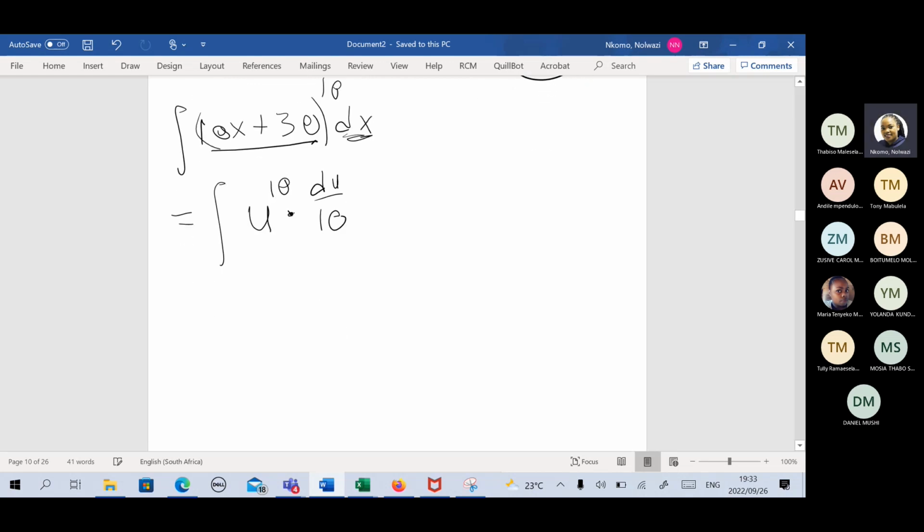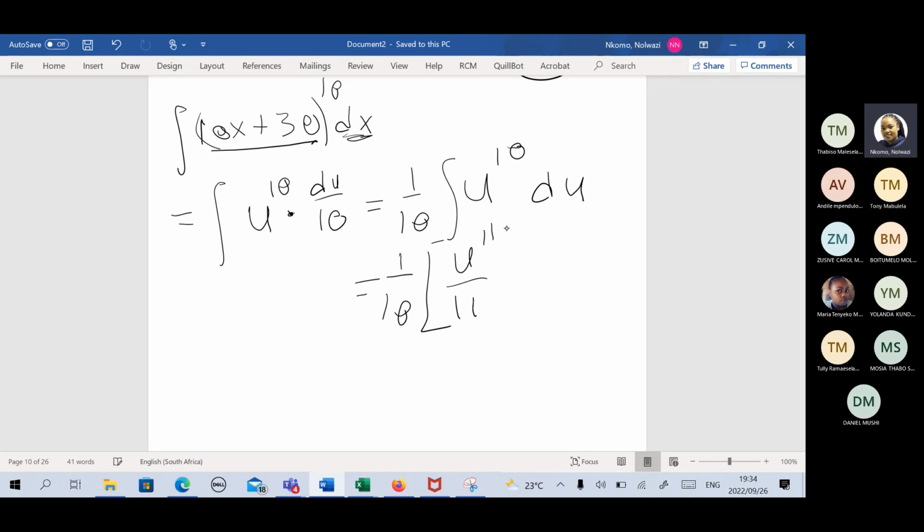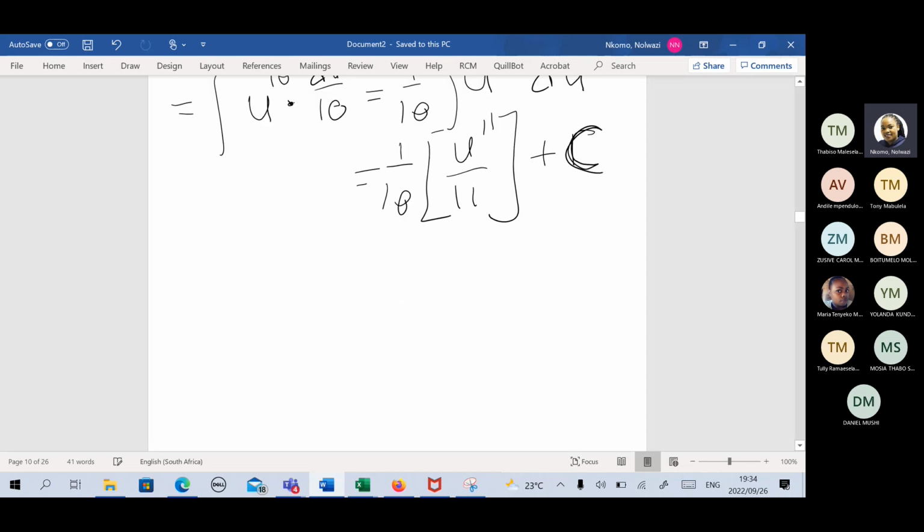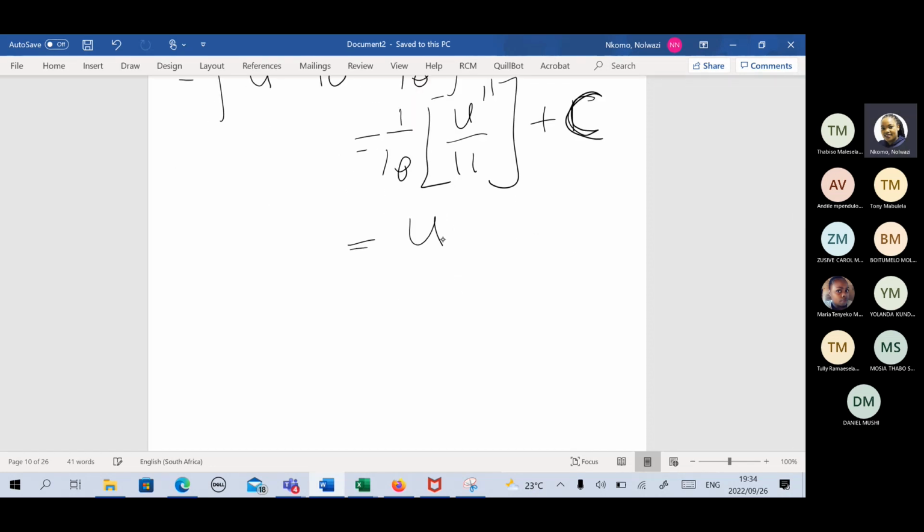And remember, we said we can take out the constant before integration, meaning this is 1 over 10, the integral of u to the power 10 du. And we said if we integrate this, we will get u to the power 11 over 11 plus the constant of integration. And this is u to the power 11 over 10 times 11, which is 110, plus a constant of integration.